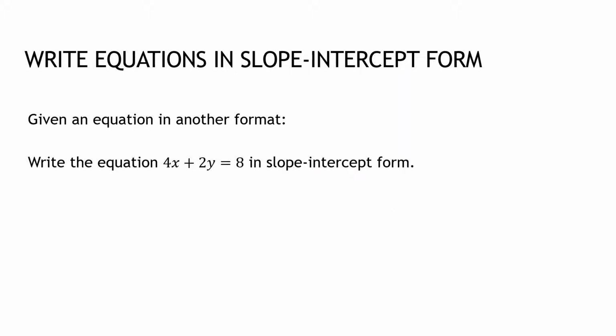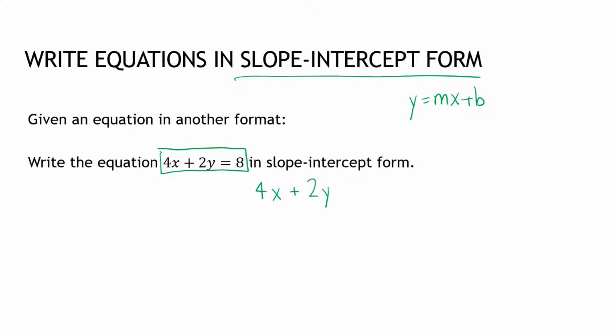So it's possible that we're already given an equation, but we're given the equation in a different format. So hopefully we recognize this format as standard form, and we want to write it in slope-intercept form, which remember is y equals mx plus b. So essentially that means get y by itself. So that's what I'm going to do. I'm going to take my 4x plus 2y, and this is all just going to be algebra manipulating the equation to get y by itself.